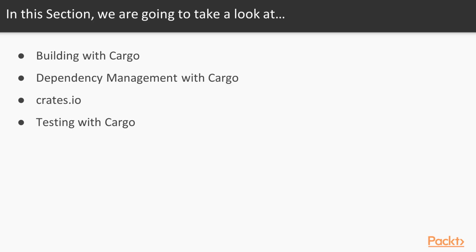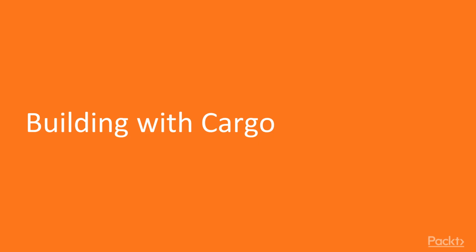In this section, we'll get a brief overview of the Rust toolchain and the Rust ecosystem. We'll learn how to use Rust tools and how to leverage the Rust ecosystem to make our development tasks easier. Also, we will learn how to manage dependencies with Cargo, work with crates.io, as well as test our code with Cargo. Now we begin with the first video of the section.